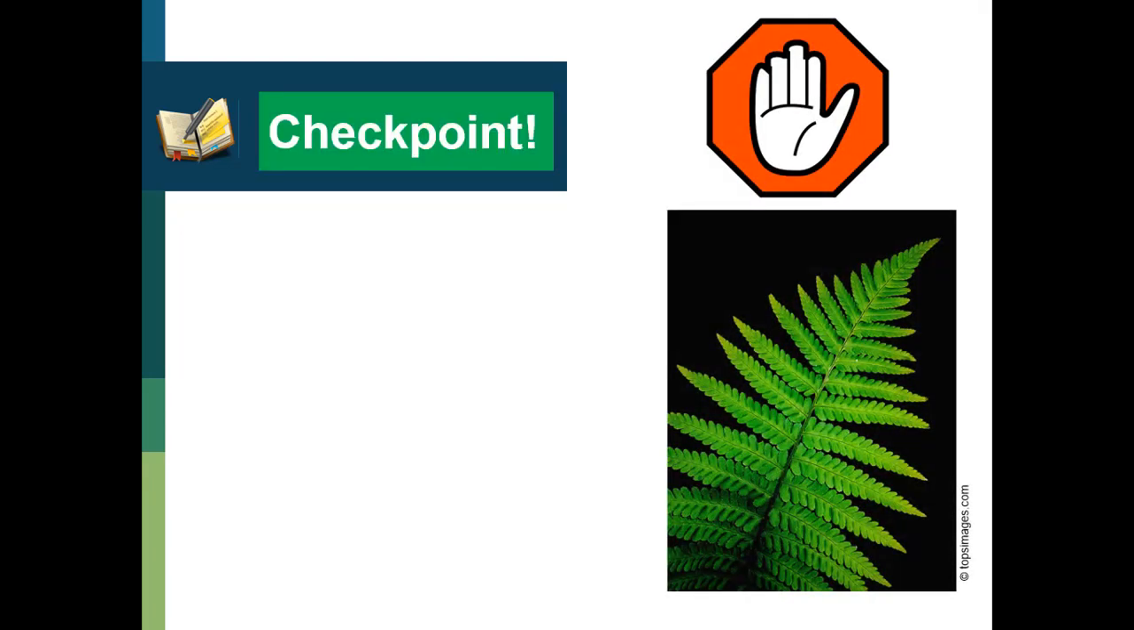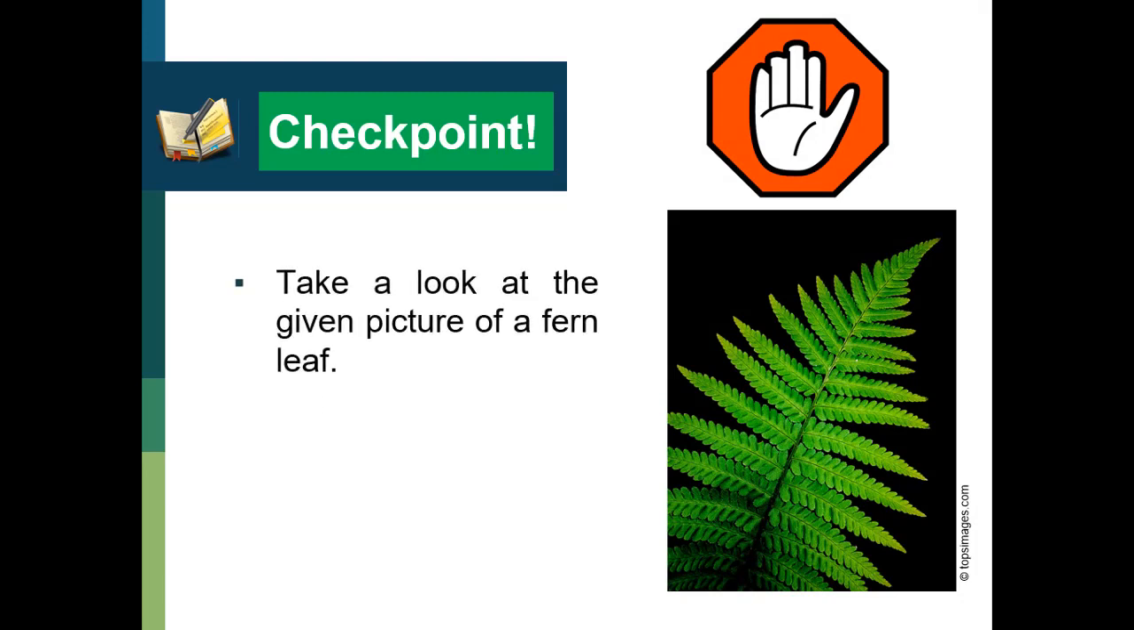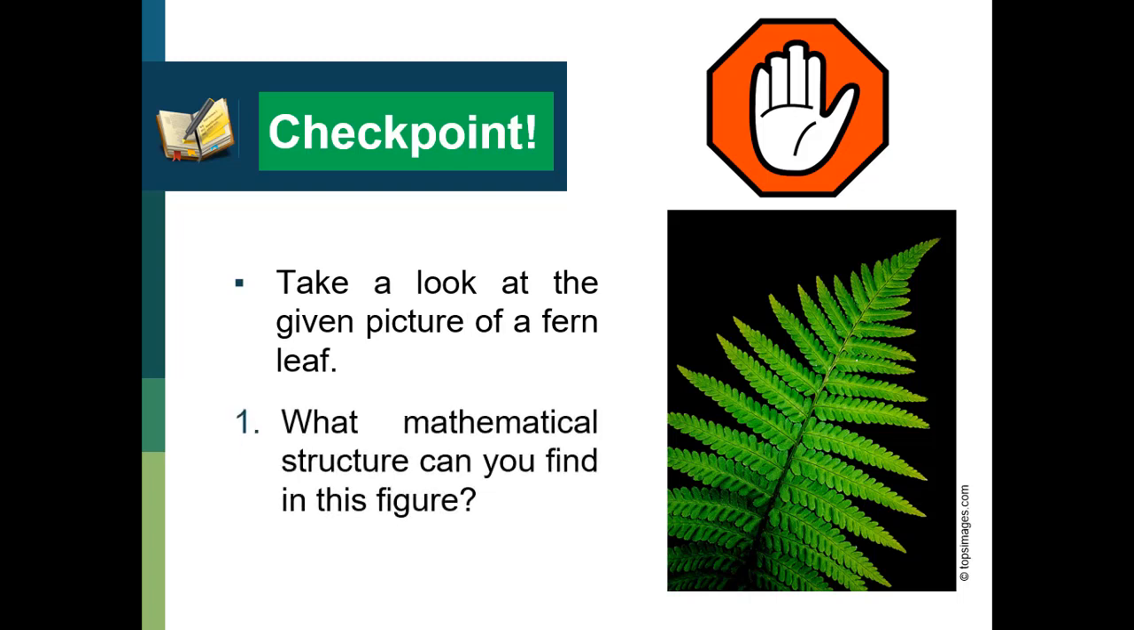We have another checkpoint. This is a leaf of a fern. Observe this element of nature. Now, what mathematical structure can you find in this figure? Again, you can pause the video for a while for you to think what concept in mathematics is evident in this fern leaf. So you can pause the video and again play it to view your answer. So I guess you have analyzed it very well.